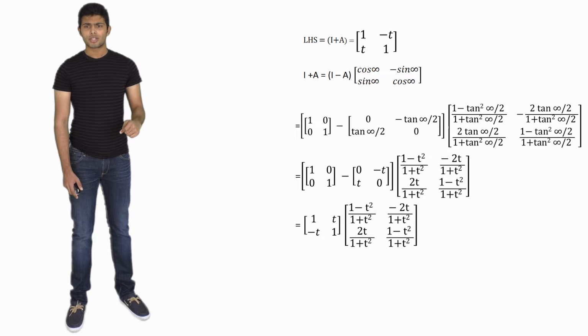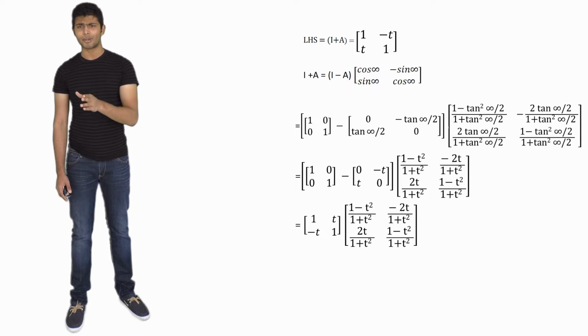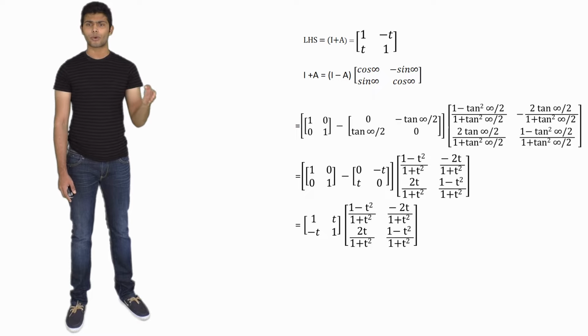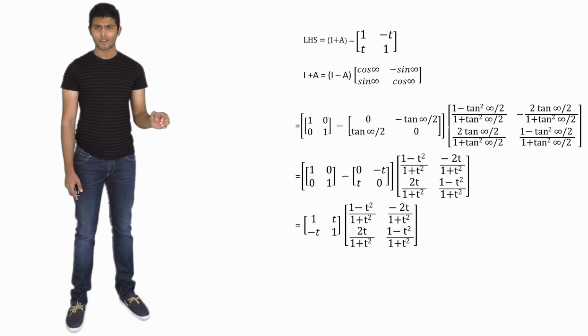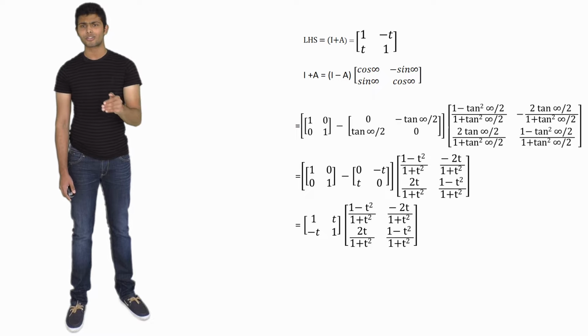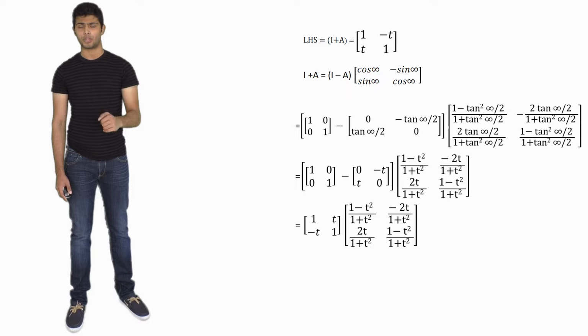Once we have this equation, we're first going to subtract what's in the bracket. So we're going to have 1, t and minus t, 1. And the second matrix is going to be 1 minus t square divided by 1 plus t square. The second element is going to be minus 2t divided by 1 plus t square. The second row first element is going to be 2t divided by 1 plus t square, and the second row second element is going to be 1 minus t square divided by 1 plus t square.